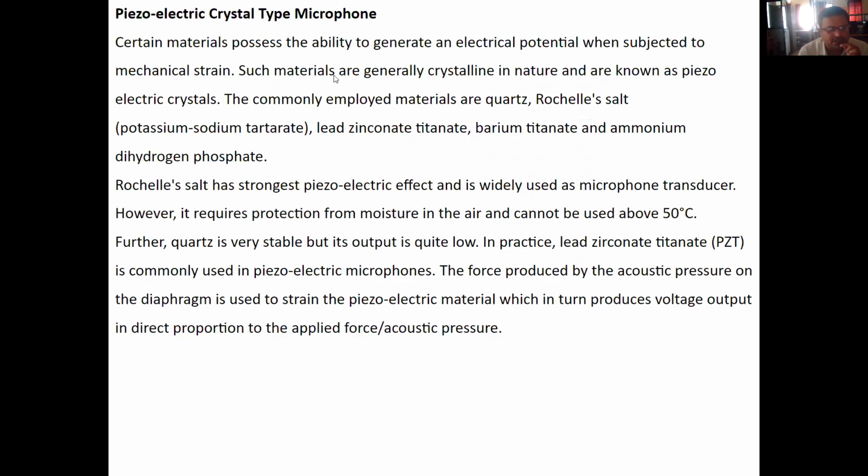Next is the piezoelectric crystal type microphone. Certain materials possess the ability to generate an electrical potential when subjected to mechanical strain. Such materials are generally crystalline in nature and are known as piezoelectric crystals. The commonly employed materials are quartz, Rochelle salt, that is potassium sodium tartrate, lead zirconate titanate, barium titanate, and ammonium dihydrogen phosphate. Rochelle salt has the strongest piezoelectric effect and is widely used as a microphone transducer.